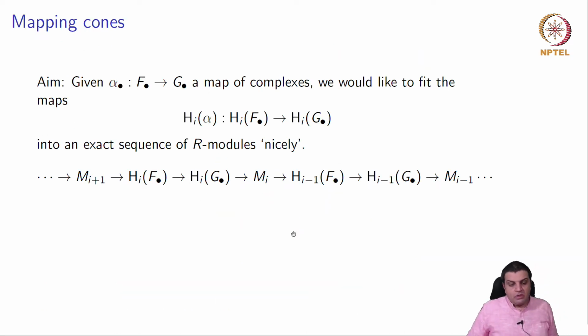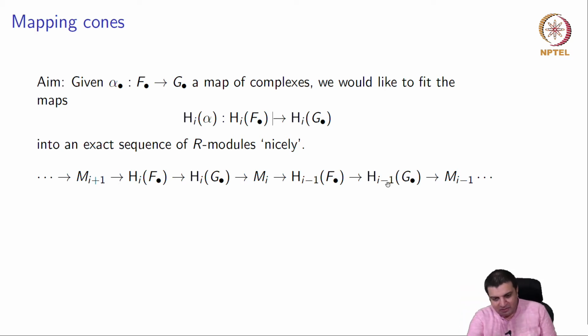Okay, so now we want to look at this thing called mapping cones. So here is a motivation or our aim. We have a given map of complexes. So we have these maps now. We would like to fit them into some exact sequence like this. So this is the map in homology at the ith level. This is the map in homology at the i minus 1th level, and we would like to put them in such a long exact sequence because it would help us conclude various things.